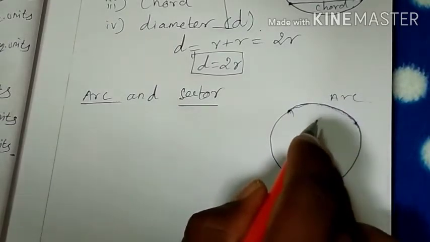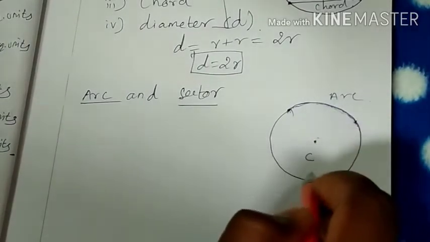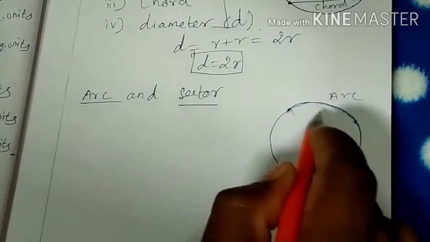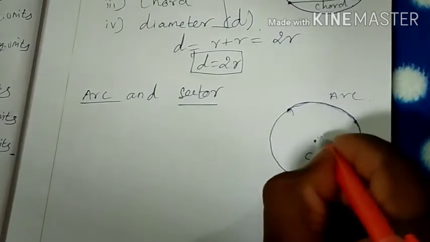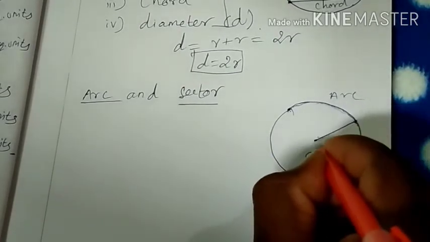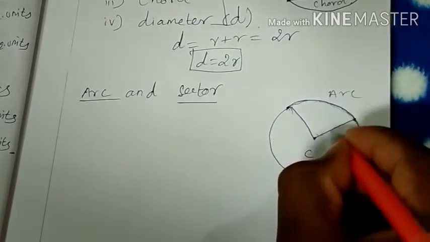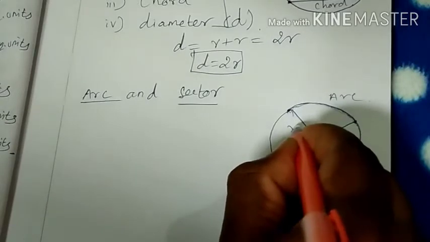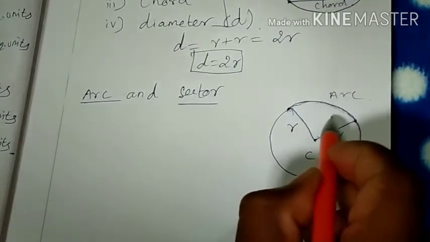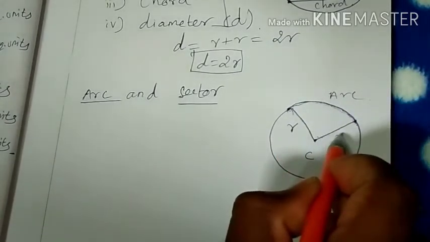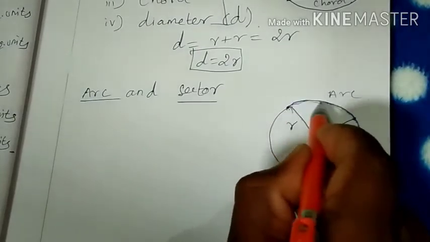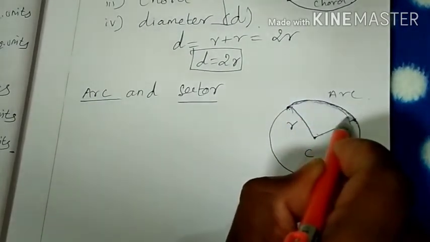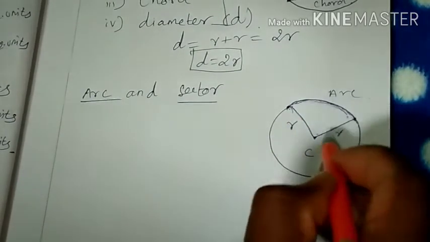Then the sector means the plane surface that is enclosed between two radii. Radii is the plural form of radius. This is one radius, this is another radius. So the plane surface enclosed between two radii and the circular arc of a circle is called a sector.